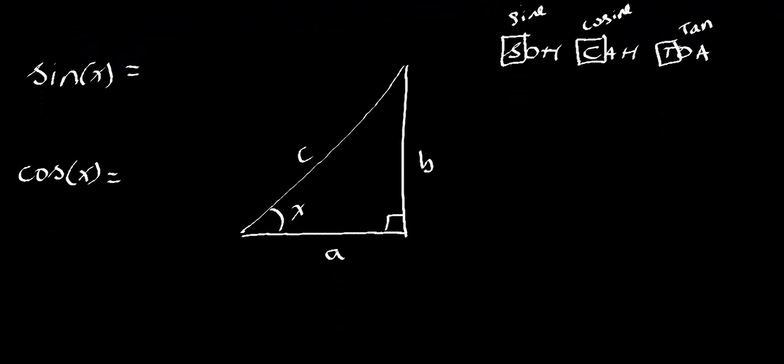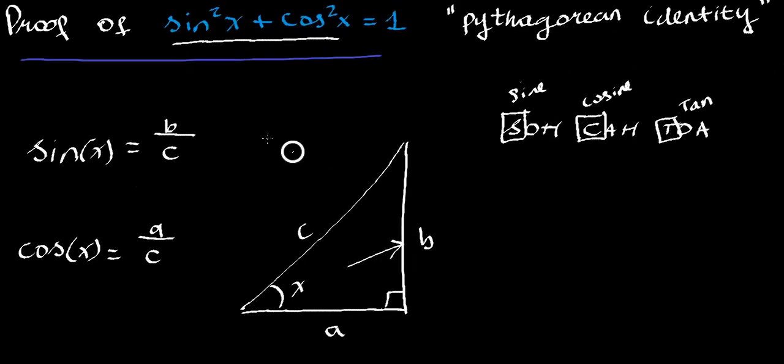Okay, what is sine? Sine of x of this angle is the opposite over the hypotenuse. The opposite is the B, and the hypotenuse is the C. So it's B over C. What is the cosine? The cosine of x is the adjacent over the hypotenuse. The adjacent of this angle is this, right here, this side. So it's A over hypotenuse, which is C. Great. So we know the basic sine of x and cosine of x.